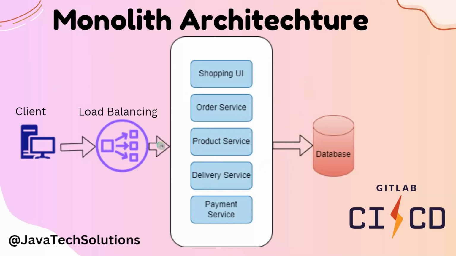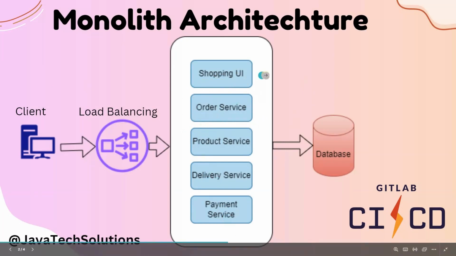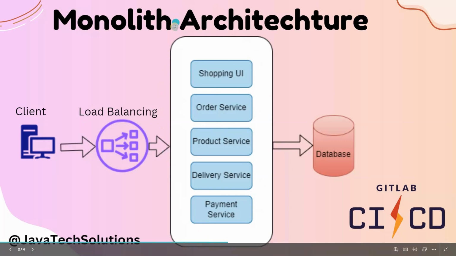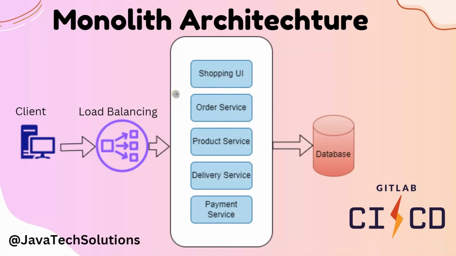The next one is scalability. Let's say in a certain scenario only the order service is getting more load than the other services. In this scenario, we are not able to increase the capacity only for this service because everything is tightly coupled in a single unit. So we are not able to scale only the order service. This is another limitation of it.